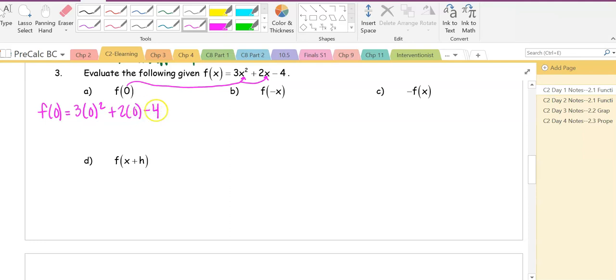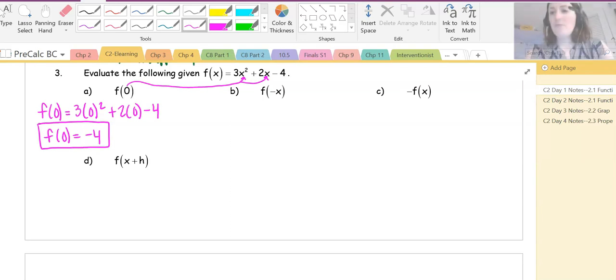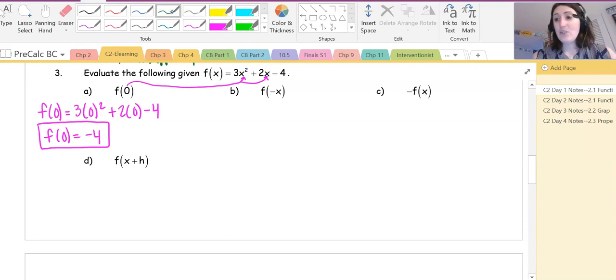All right, and of course we're going to have some cancellation occur, and you'll just get f of 0 equals -4. Okay, and it is nice to have that whole label, f of 0 equals -4, not just the number. Now, for f of -x, this is a little different. You might not have done one like this last year, but it's essentially the same idea. Instead of plugging in a 0 for x, you're plugging in a -x in place of x. Okay, so let's go ahead and see what that looks like.